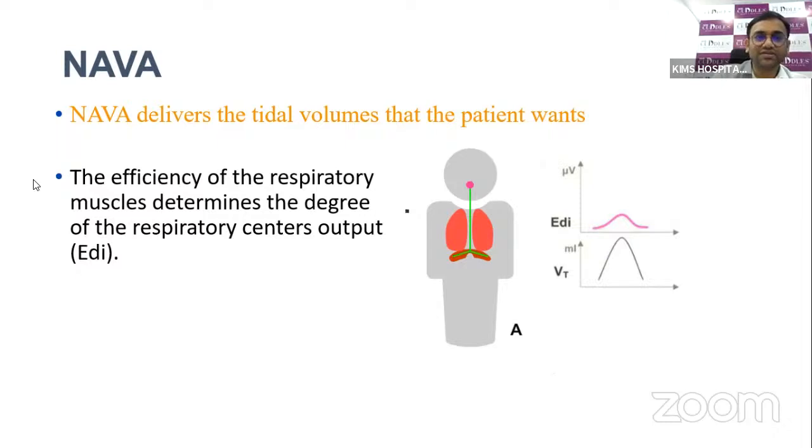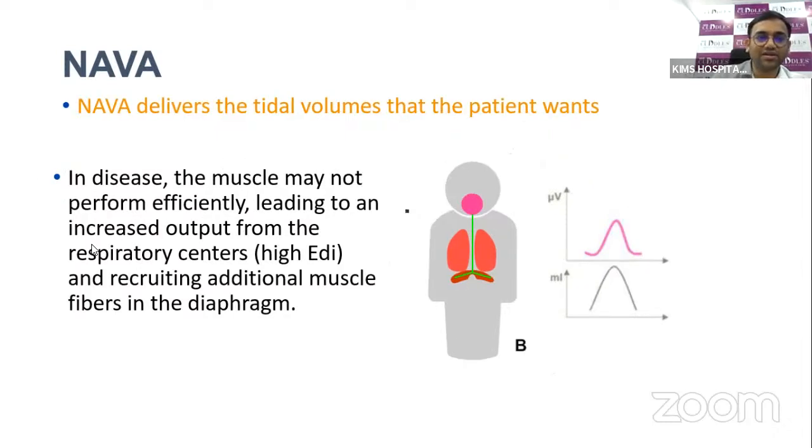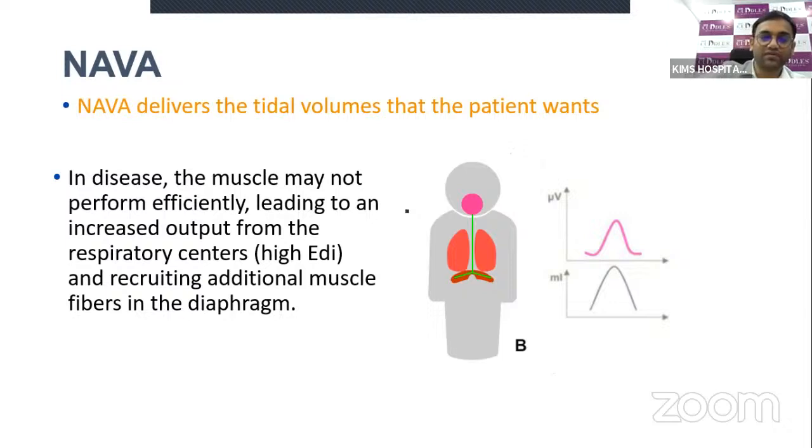So in disease, when the muscle may not be performing efficiently, there is an increase in the respiratory center signal, and therefore more muscle fibers from the diaphragm will be recruited. To avoid discomfort to the baby, based upon this signal, the ventilator will take up a proportion of the work of breathing and support the baby, so that the baby's work of breathing will decrease. So how to set NAVA?